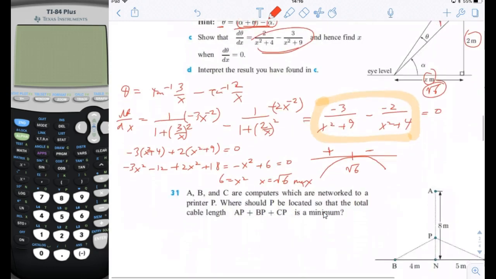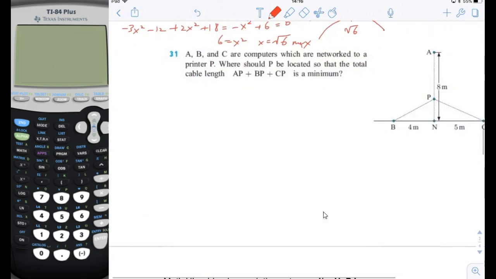And last one, number 31. A, B, C are computers which are networked to a printer P. Where should P be located so that the total cable length AP plus BP plus CP is a minimum? So we got this, we got this, we got this. How do we minimize the total lengths? There's no N over P, that does not exist, right? A over P, B over P, and CP. NP doesn't matter. Okay, so where are they going to put P?